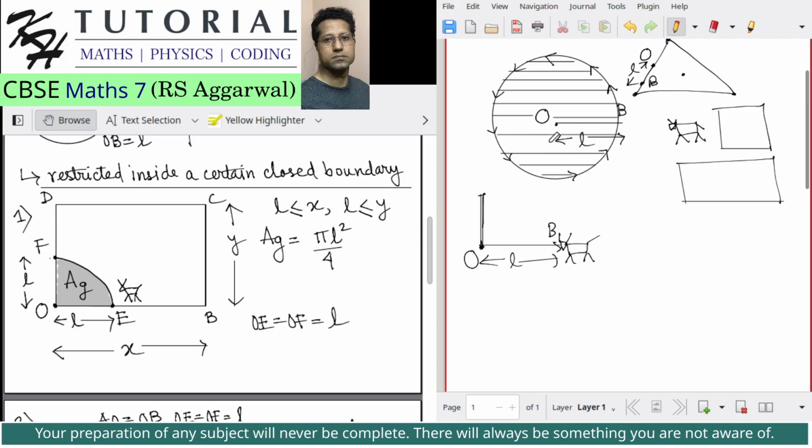Now clearly the animal cannot go outside the rectangular boundary, so it has to remain within the boundary of the rectangle. So what is actually the concept of finding the maximum area the animal can graze if it is inside a restricted boundary? Now the boundary could be square, rectangle, triangle, whatever. So what is the actual concept to find the maximum area inside a restricted boundary the animal can graze?